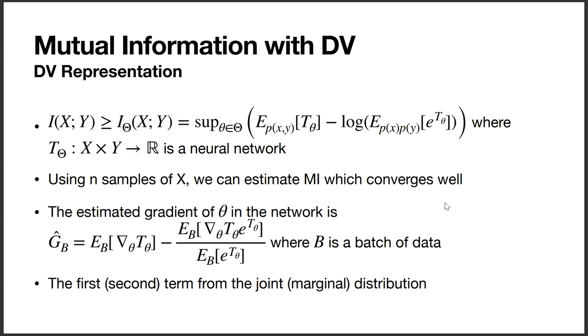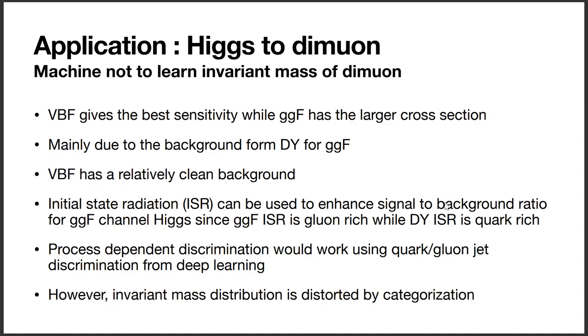I think the essential part is that we are using all these trial functions to train the machine. You just compute this combination for all possible T's, then find the extremum, and that provides you the lower bound on your mutual information. So this is how the training works. Combining with the observation that mutual information equal to zero is equivalent to saying that X and Y are perfectly independent, I can use this machine not to learn something. So this is the idea of machine unlearning. I apply this to the Higgs to diphoton process.